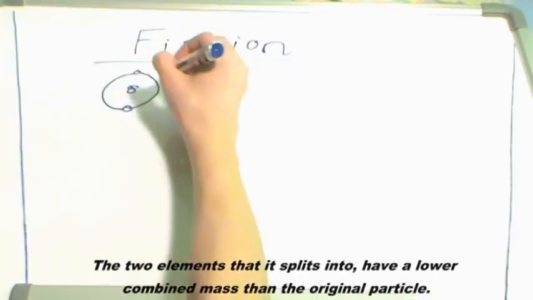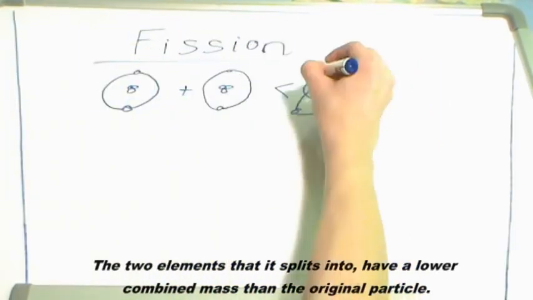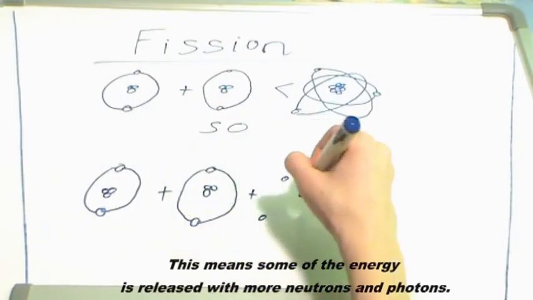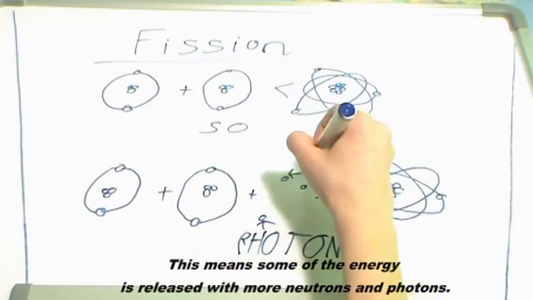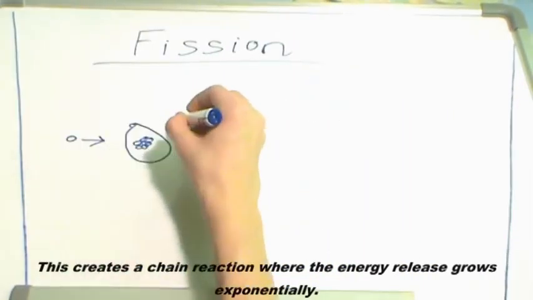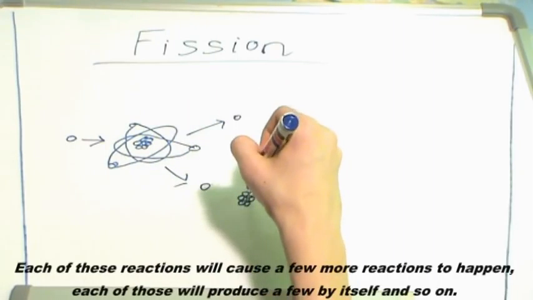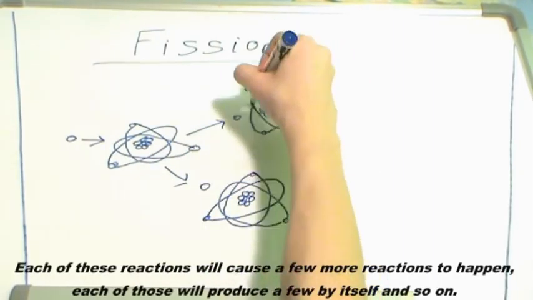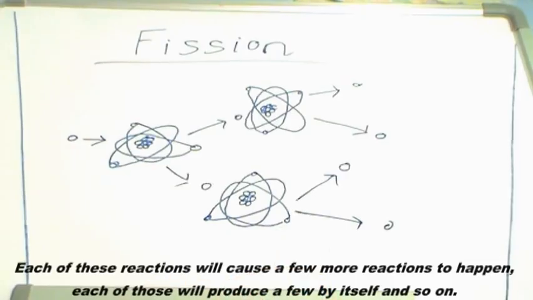The two elements that it splits into have a lower combined mass than the original particle. This means some of the energy is released with more neutrons and photons. This creates a chain reaction where the energy release grows exponentially. Each of these reactions will cause a few more reactions to happen. Each of those will produce a few by itself, and so on.